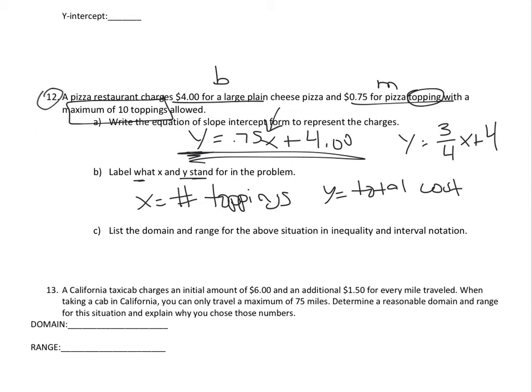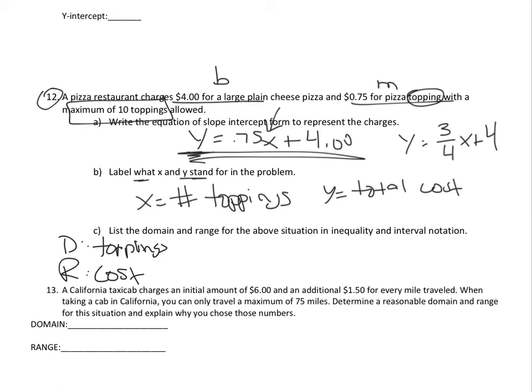Or price, either one. But now it says list the domain and range. Well, domain's talking about the x values, so that's the toppings. And range is talking about the y values, so that's the cost. So we need to think, what are my minimum and maximum toppings? What are my minimum and maximum cost?